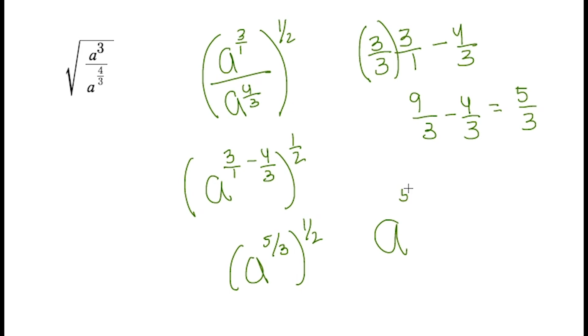Multiply your exponents, and you get a to the power of 5/6. Our final example is in parentheses 8 times the 4th root of z cubed to the power of 1/3, which is equivalent to 8 times z to the power of 3/4 to the 1/3.